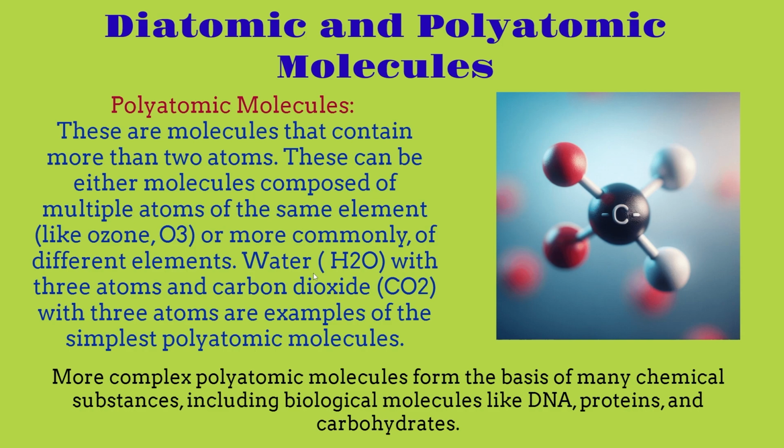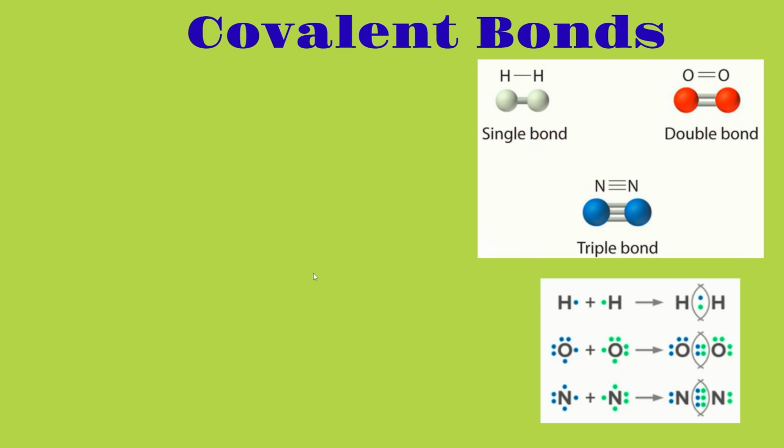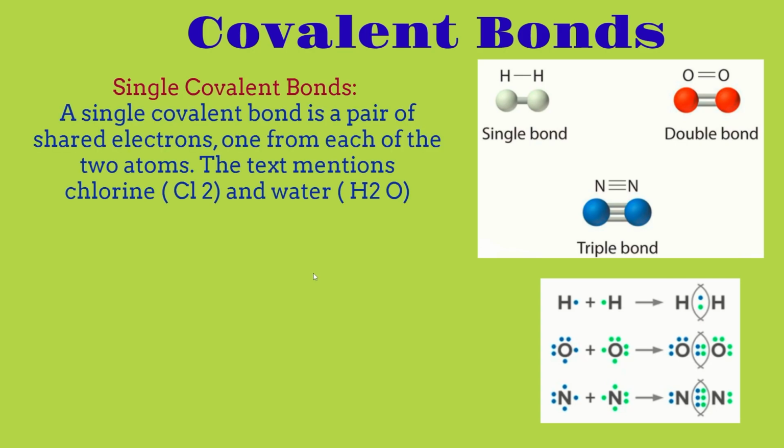And furthermore, more complex polyatomic molecules form the basis of many chemical substances, including biological molecules like DNA, proteins, and carbohydrates. So now we're going to talk about covalent bonds. A single covalent bond is a bond made of a pair of shared electrons, one from each atom. The text mentions chlorine, Cl2, and also water, H2O. Here we can see the single covalent bond is where they're attached with just 2 atoms.